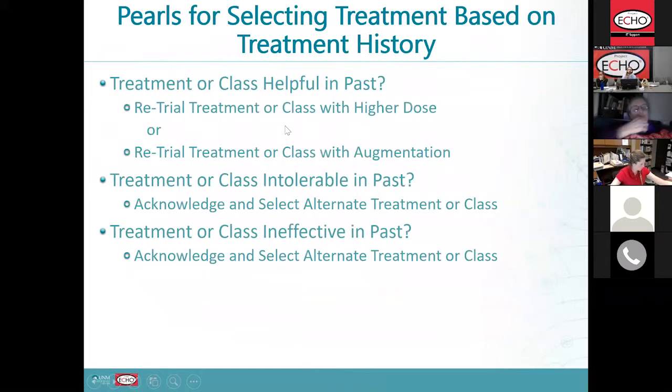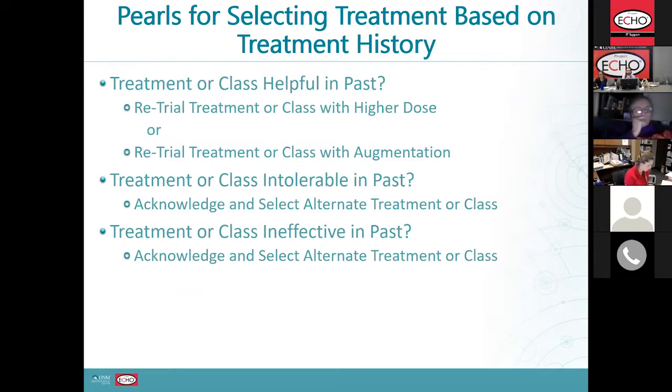So here are some pearls for selecting treatment based on your treatment history. If a treatment or a treatment class has been helpful in the past, retrial that treatment or that class of medicine with a higher dose, or retrial that treatment or that class of medicine with augmentation. So take advantage of that previous positive response and help to boost it.